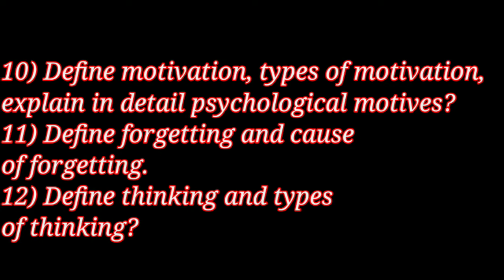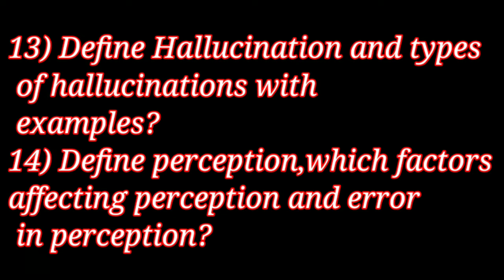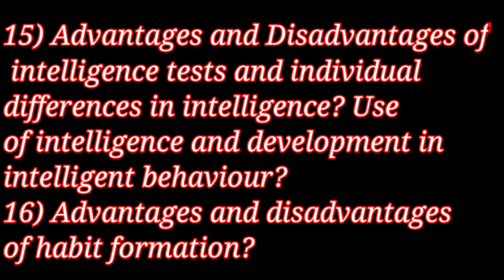Define thinking and types of thinking. Define hallucination and types of hallucination with example. Define perception, which factors affect perception and errors in perception. Advantages and disadvantages of intelligence tests and individual differences in intelligence. Use of intelligence and development in intelligent behavior. Advantages and disadvantages of habit formation.